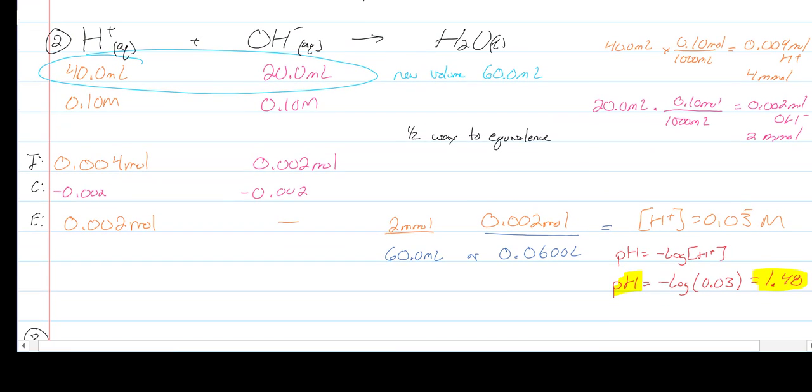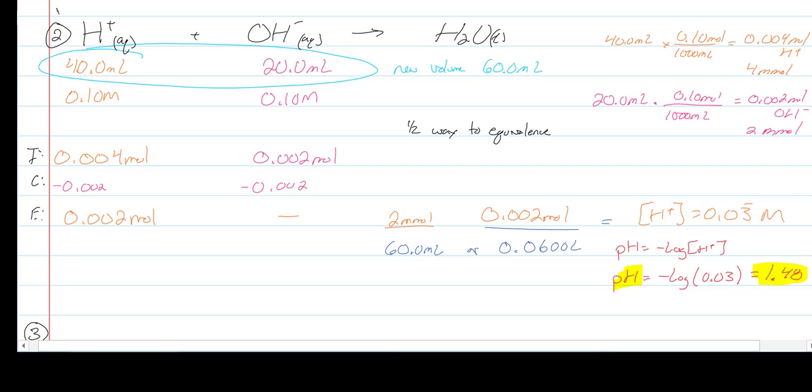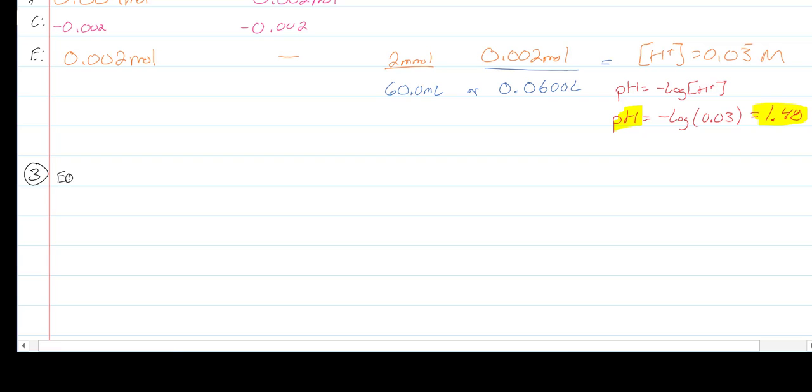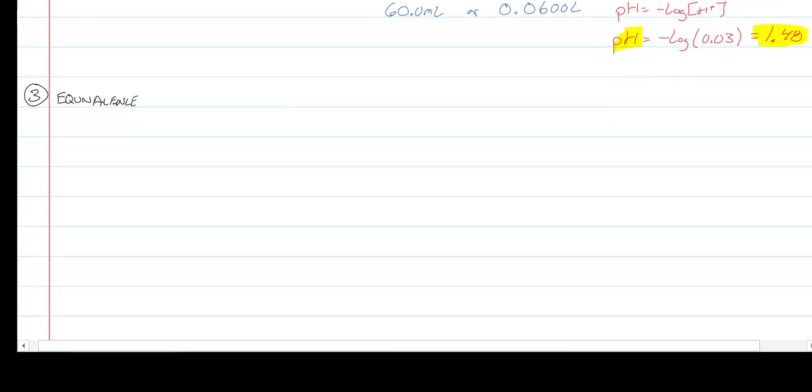And as you can guess, part 2 was before equivalence. Part 3 is going to be equivalence. So let's talk about part 3. I've got H plus and OH minus going to H2O. We have 40.0 milliliters and 0.10 molar. So we know that's 0.004 moles.